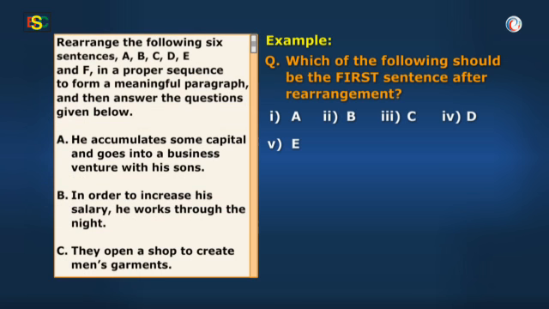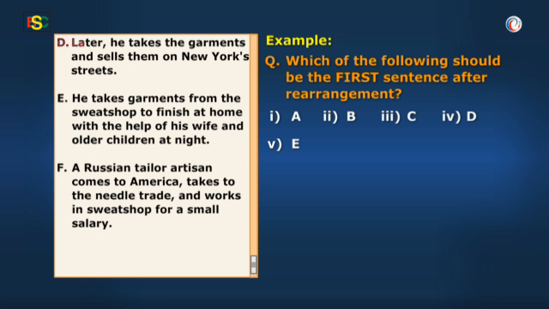Okay, Vidya, let us now tackle another jumbled paragraph. A. He accumulates some capital and goes into a business venture with his sons. B. In order to increase his salary, he works through the night. C. They open a shop to create men's garments. D. Later he takes the garments and sells them on New York streets.